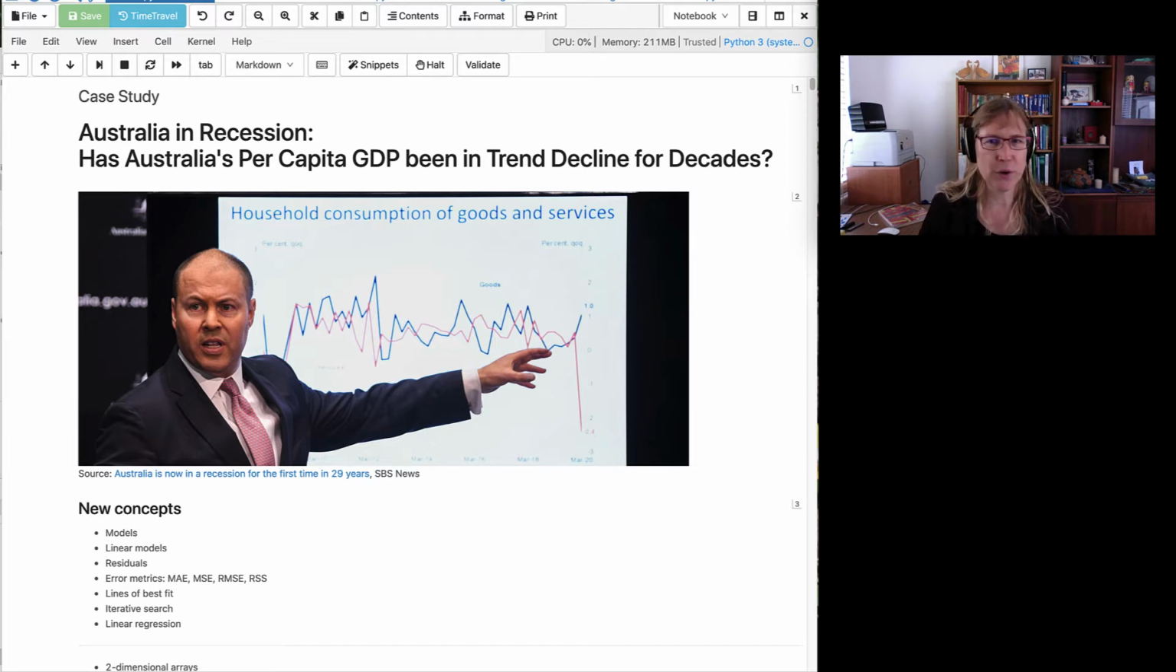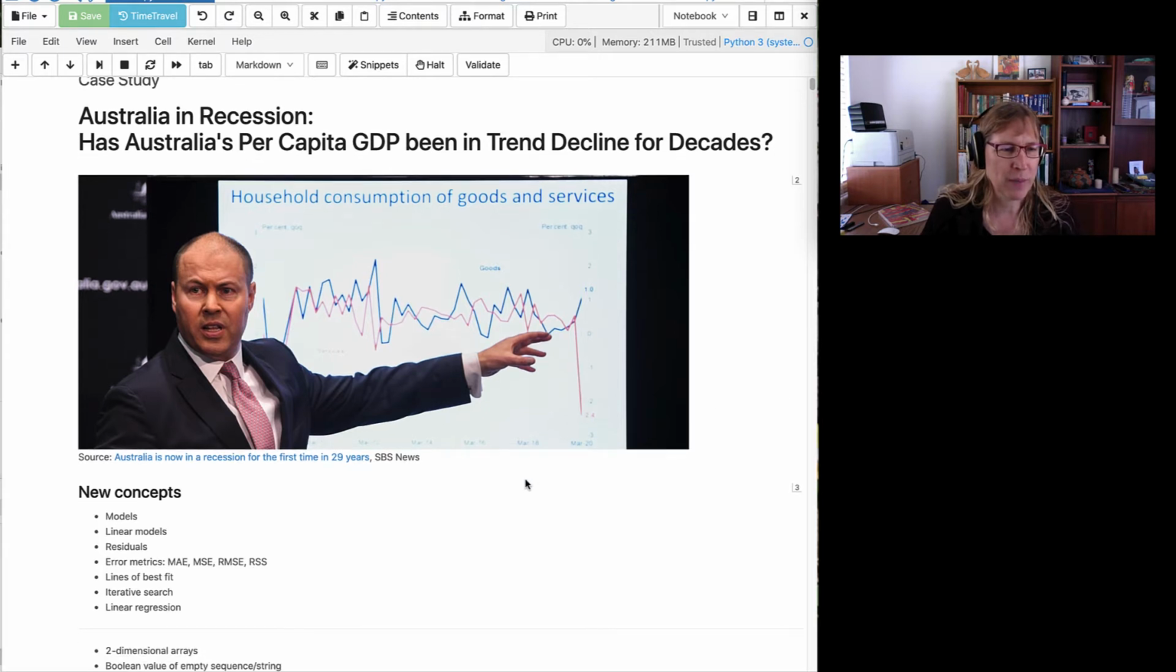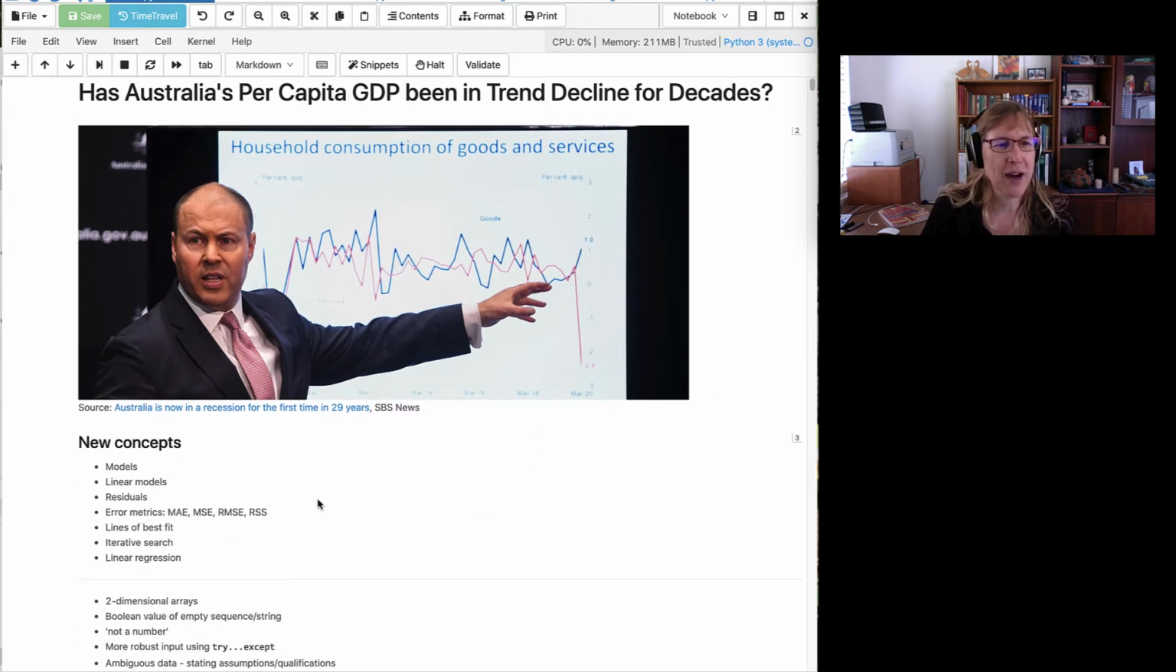So quite a few new concepts in this case study. We're going to be looking at some statistical or machine learning type concepts. So the idea of models, a model for our data, linear models, residuals, error metrics, and as I mentioned, lines of best fit, how we might find a line that fits our data, and the idea of linear regression.